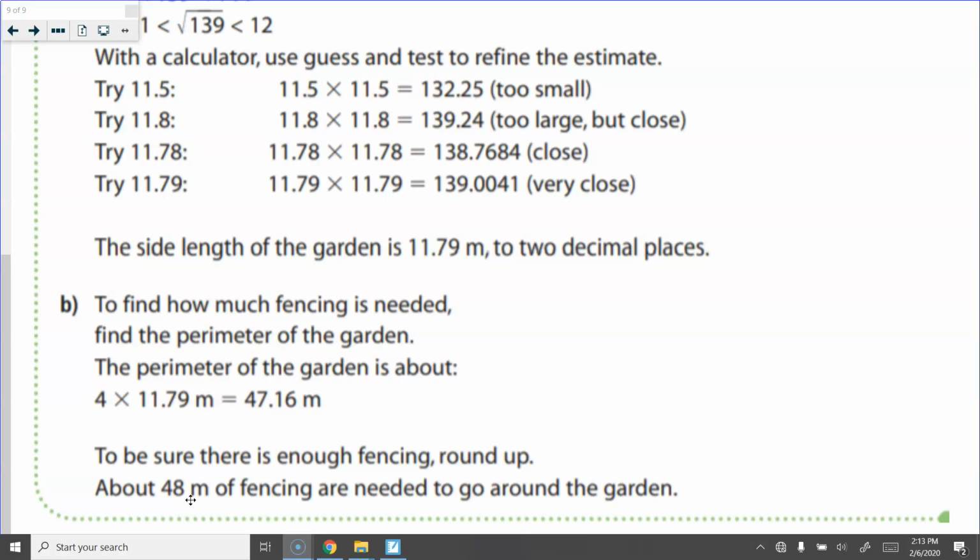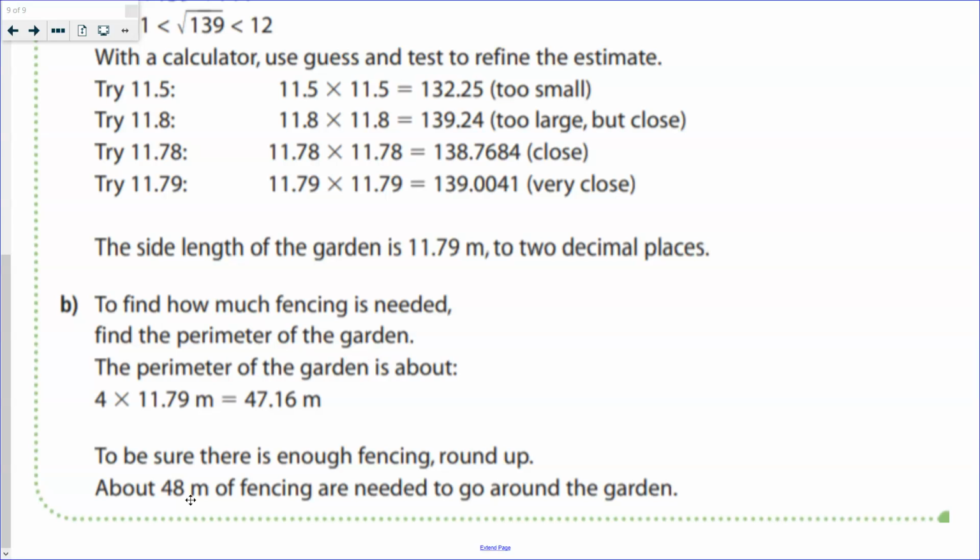And I just noticed when I rewatched this that I said 13 up here. It should be 132.25. That's the beauty of recording live, because I can't fix it until I watch it after. All right, so sorry about that.